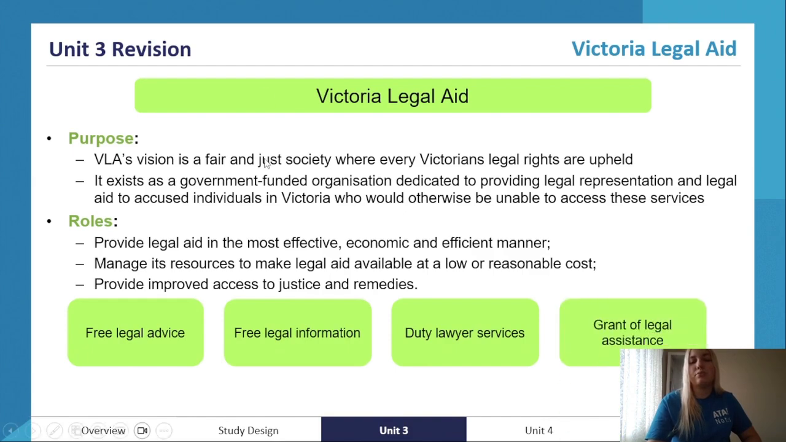So these are the roles you must know and be able to explain and give examples of: free legal advice, free legal information. The difference is legal advice will be case specific, whereas information is available to everyone, even on their internet websites. Duty lawyer services, free of charge lawyer to represent you in trial, and grants of legal assistance, which we said might just be giving someone a sum of money.